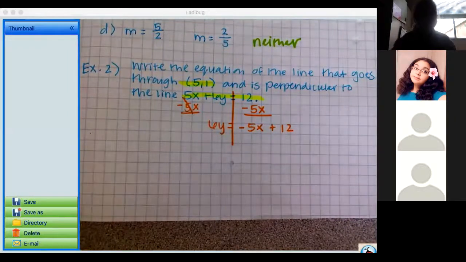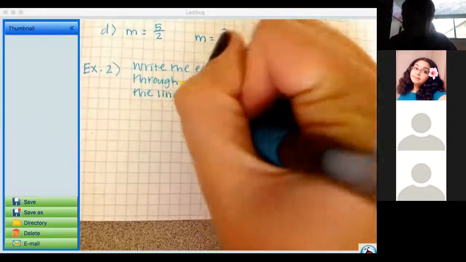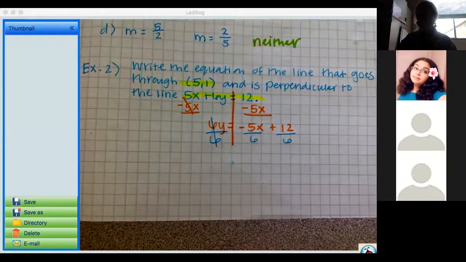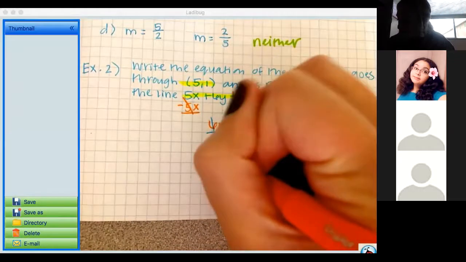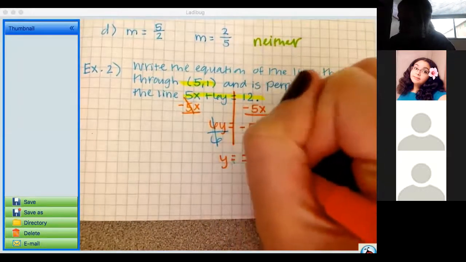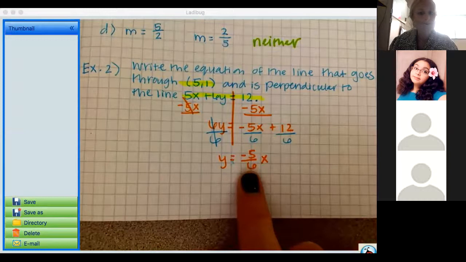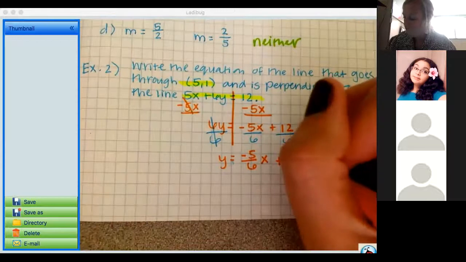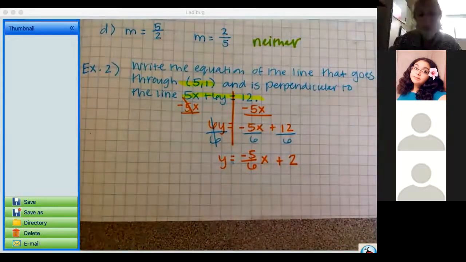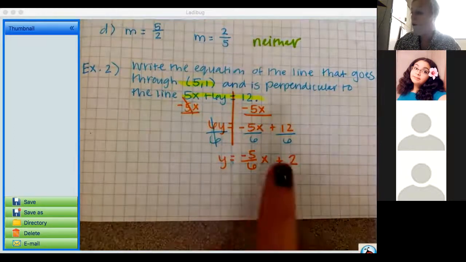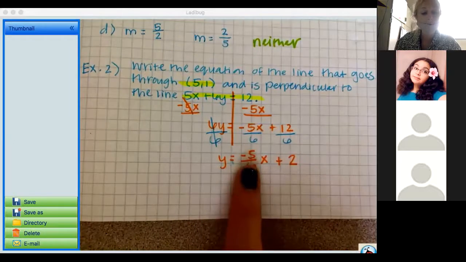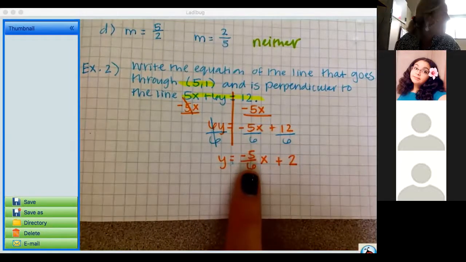And what do I have left to do? Divide by 6 by everything. Very good. Divide everything by 6, she said. All right, so my equation is y equals negative 5 over 6x, because I can't reduce that, can I? Plus, but what's 12 divided by 6? 2. Good. Now listen to me carefully. That is not the answer. That is your original line. That is the original line they gave me. We okay with that? Cam, you okay?